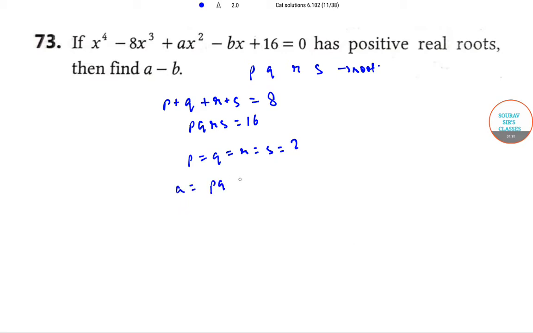a is equal to pq plus pr plus ps plus qr plus qs plus rs. So this is equal to 2 into 2, and since this is 6 times, so 2 into 2 into 6, so this is equal to 24.